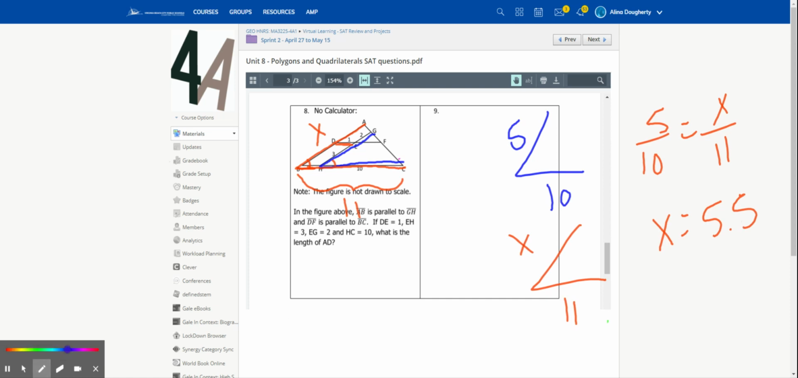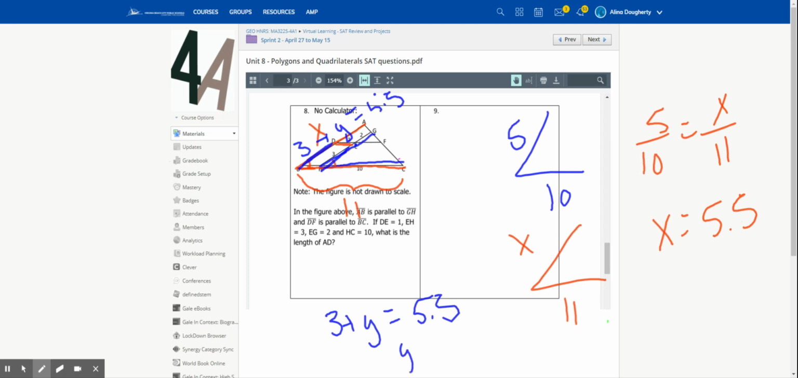And then I know that this piece is also 3. So 3 plus y equals 5.5. So if 3 plus y equals 5.5, y is what I'm looking for. That's AD. That's going to be 2.5, which I think is my answer. What is the length of AD?